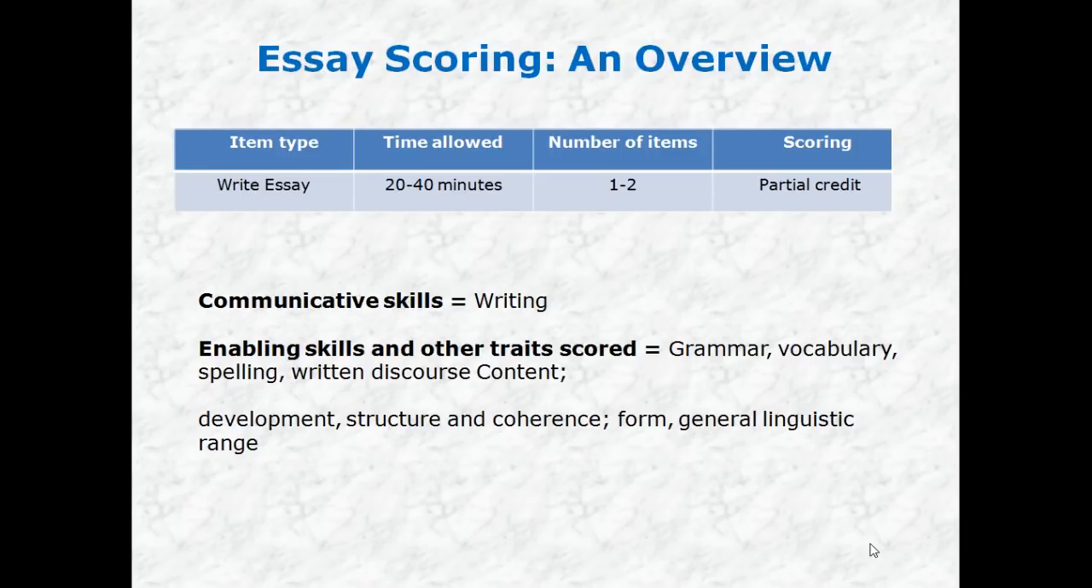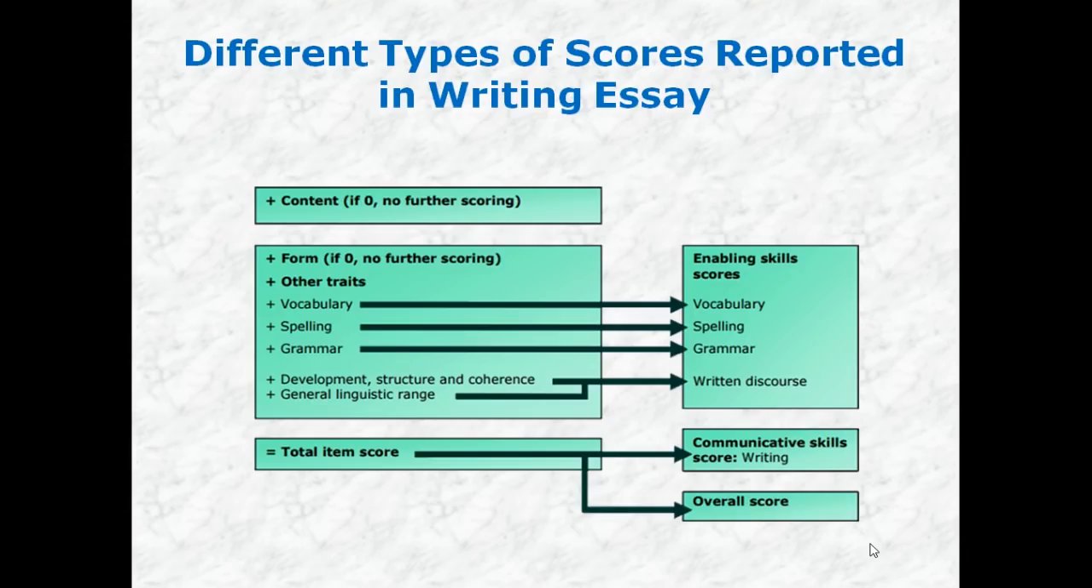Now let's discuss in brief the types of scores reported here. If the content score is 0, there would be no further scoring. Similarly, if the score for form is 0, again, there will be no further evaluation of your response. So, one should keep in mind how important content and form are.